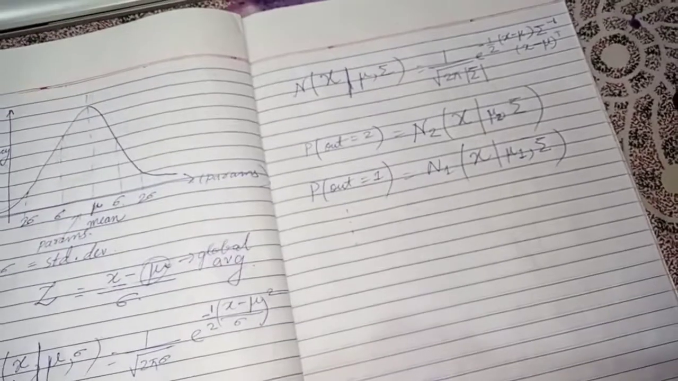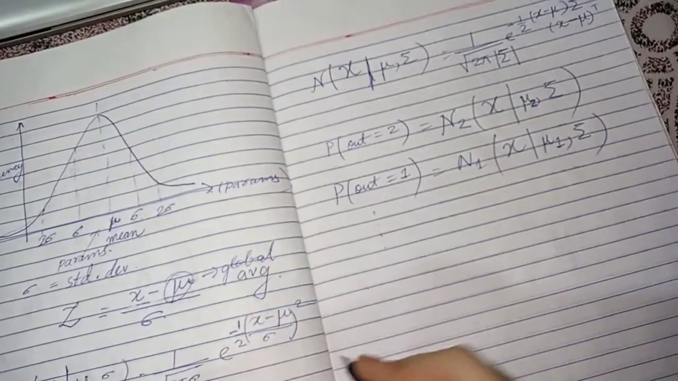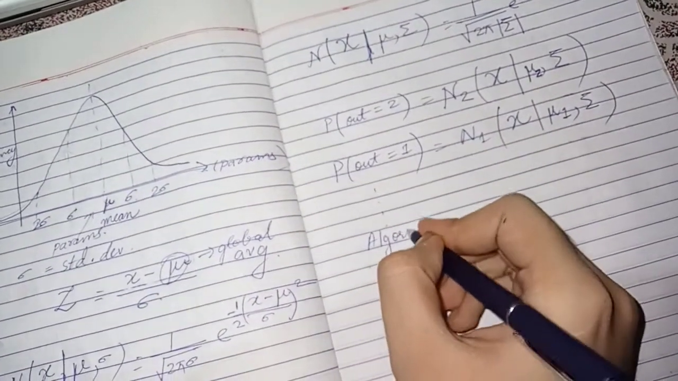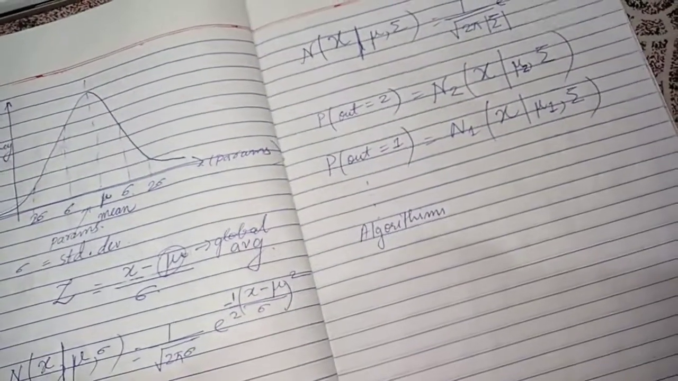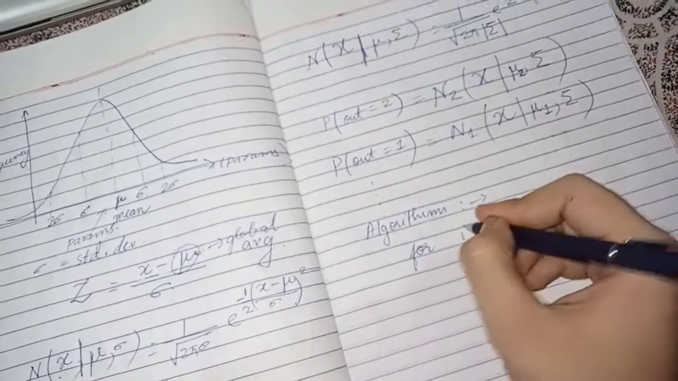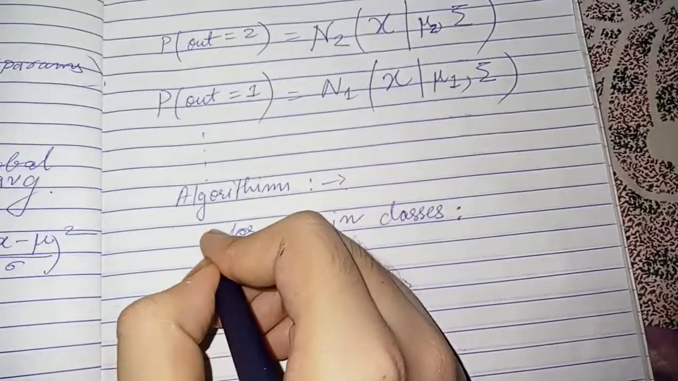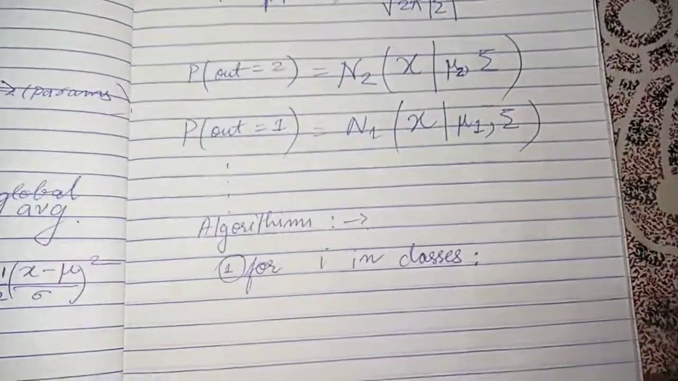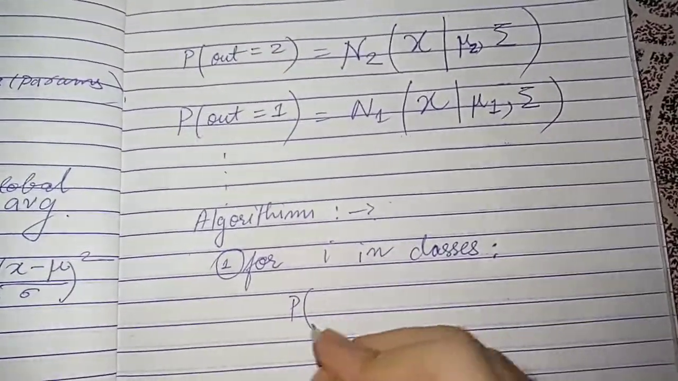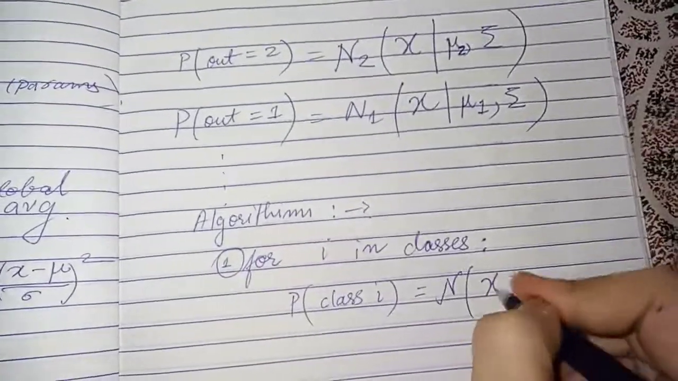So the algorithm for the Gaussian naive Bayes classifier will be, for the first example, as follows: you will start to iterate through each and every class value, for i in classes, and then you will be finding the value of p of class i, that is going to be your sigma of x.